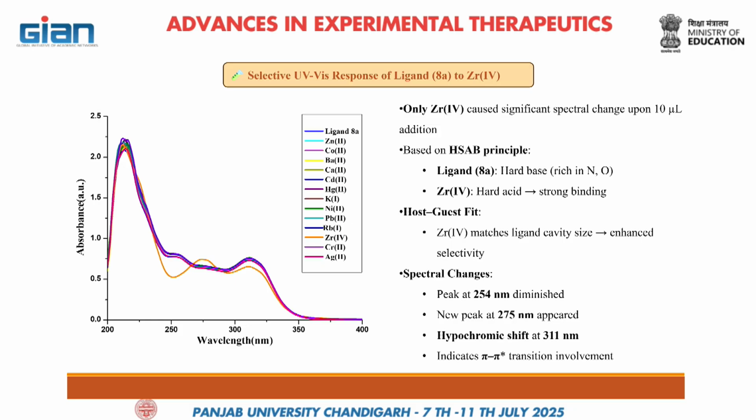This may be explained on the basis of the HSAB principle and host-guest fit relationship. The ligand is a hard base, as it contains nitrogen and oxygen, which are small in size and contain lone pairs of electrons. These bind with zirconium, which acts as a hard acid in this case, so they show strong binding. The host-guest fit relationship shows that zirconium matches the ligand cavity size and hence enhances the selectivity.